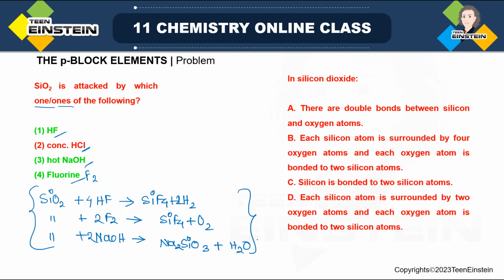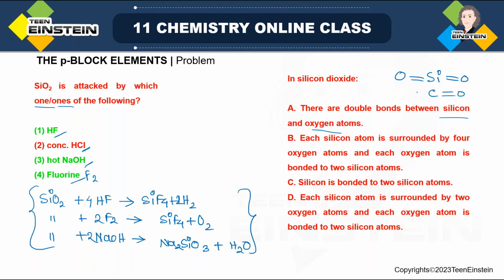In silicon dioxide, there are double bonds between silicon and oxygen. So all these 4 statements that you are seeing in the options are basically related to silicon dioxide. And the first option is saying that there are double bonds between silicon and oxygen atoms. So it should be like this. But actually we know the structure of silica is not like this.